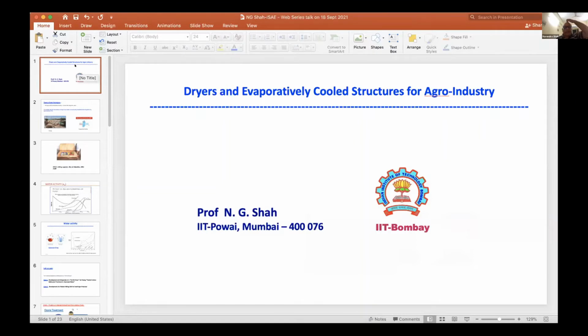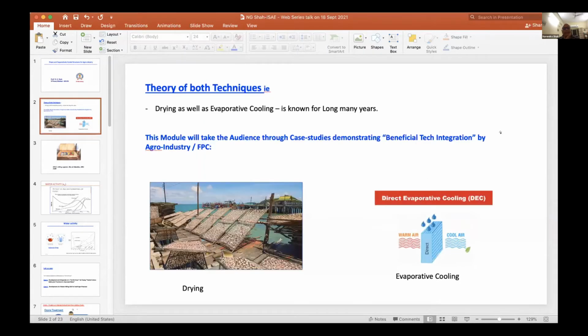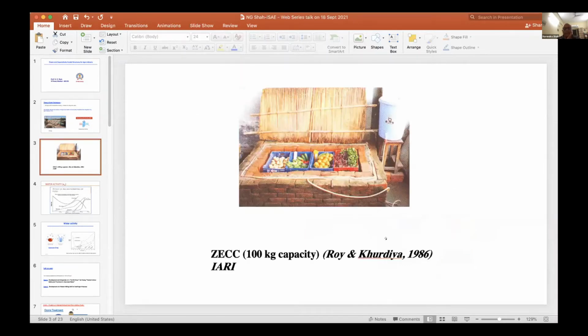So this is, as I mentioned, in the second chapter of our textbook in food process engineering, which we have seen, not only in the textbook but in applications like this. You see fish being dried at coastal places, and you have instances of these evaporatively cooled structures. In fact, Dr. Roy at IARI had developed this zero energy cooled chamber sometime in 1986.